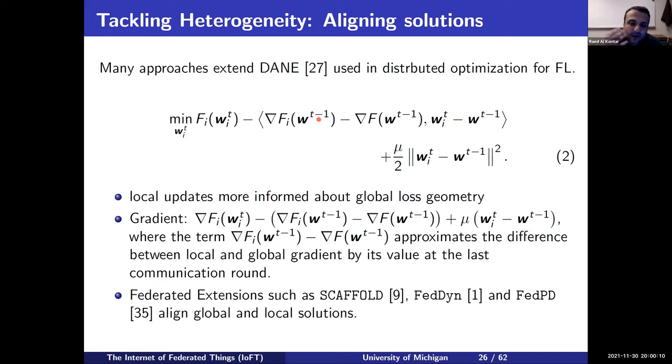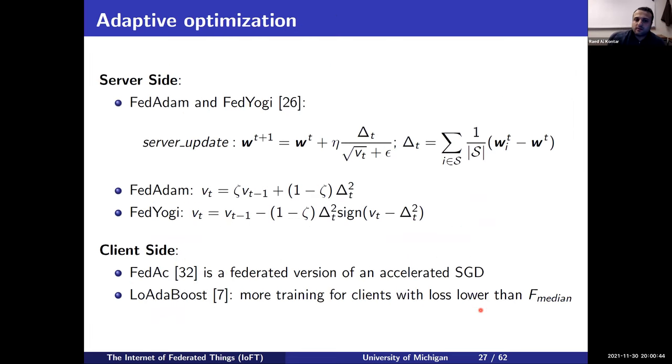Indeed, we have seen a lot of models along this line, and some models were able to prove that they can guarantee convergence, even under constant step sizes of stochastic gradient descent. Specifically, under constant step sizes, they were able to guarantee convergence of SGD under this objective to some critical location. Some of the more famous methods are SCAFFOLD, FedDyn, and FedPD. All of them take ideas from DANE in order to align the global and local solutions.